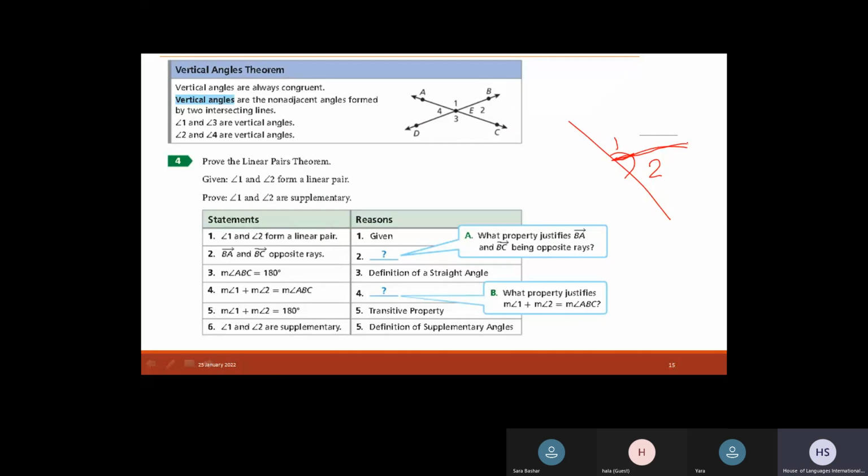First, just one by one. Now, what is the information that's given here? Angle 1 and angle 2 form what? Linear pair. This is given.